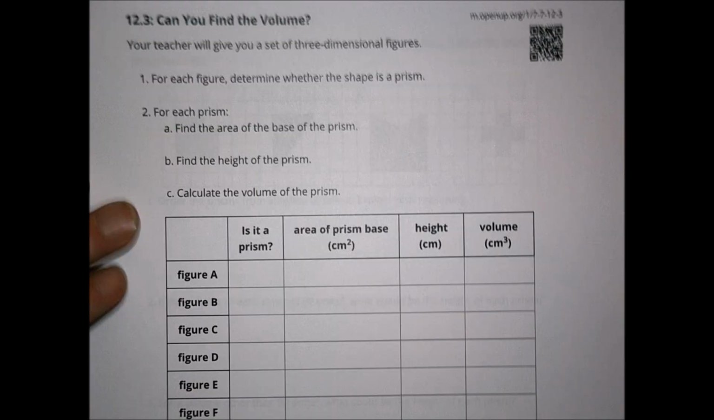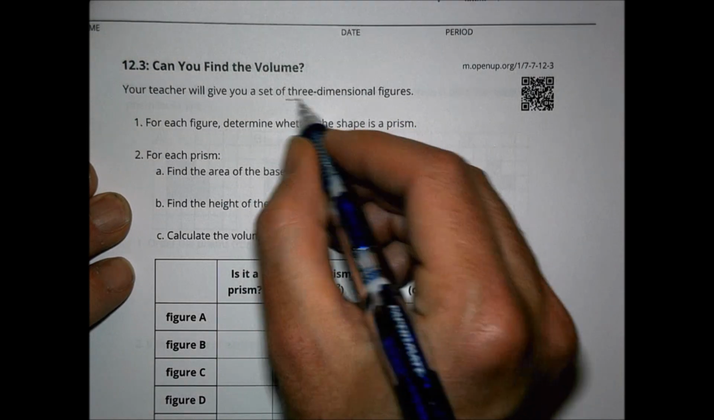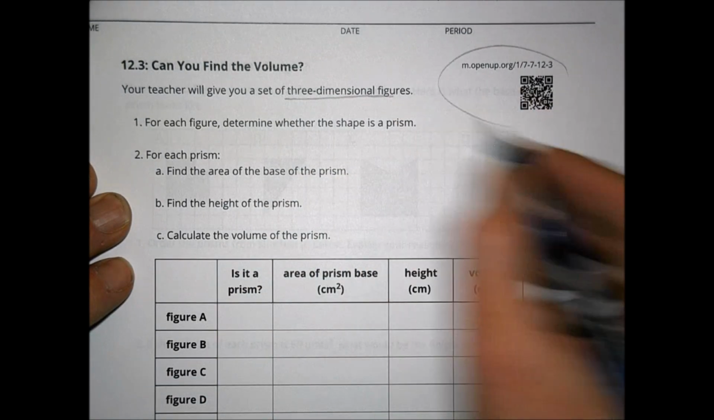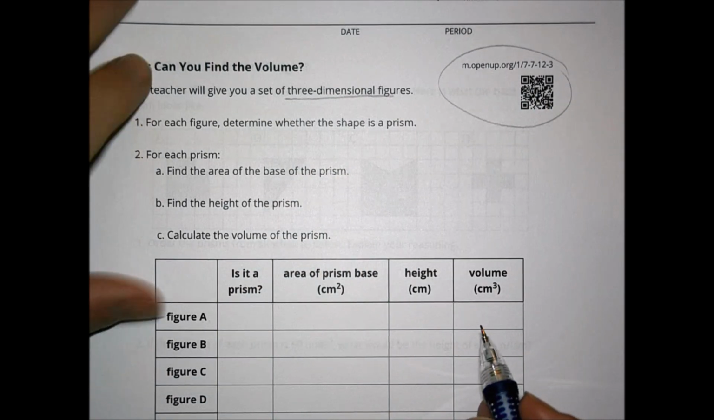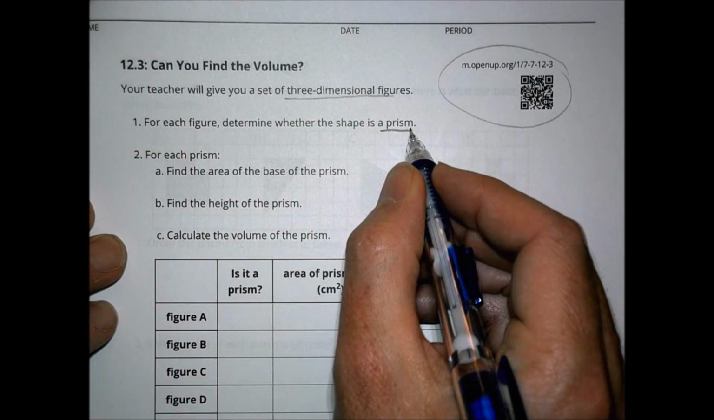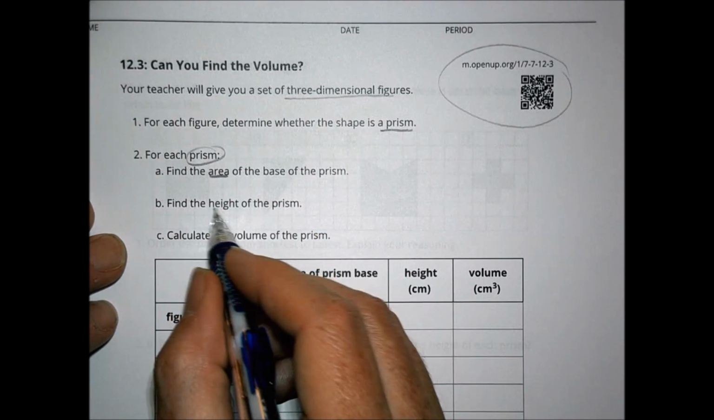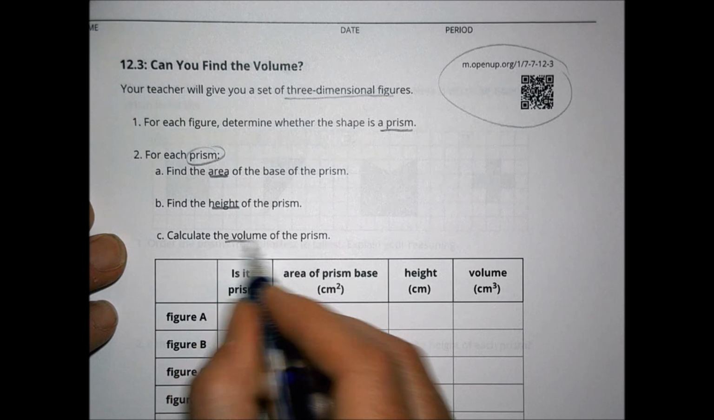All right, let's take a look then at the third activity. Third activity says, can you find the volume? We're going to give you some three-dimensional figures here, and I'm going to show you those by using the applet again, showing you what's on my phone. And so for each figure, determine whether the shape is a prism. And then for each prism, only the prisms, we're going to find the area of the base and find the height and then calculate the volume.